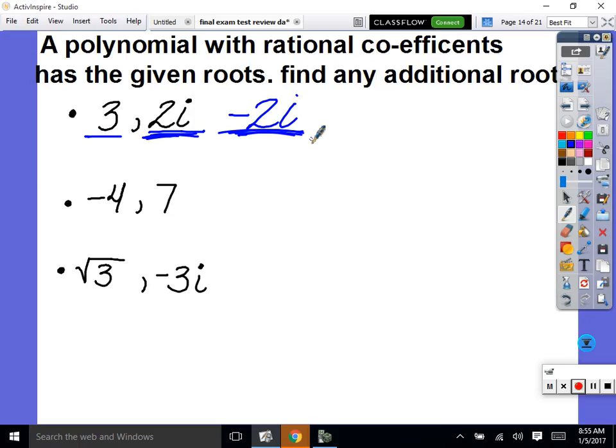Do not choose that. So right here, what are any additional solutions? No additional solutions. They're not imaginary. They're not irrational. Everybody good? Yeah? Okay. What about right here? What additional solutions would we have? Negative square root of 3 and 3i, because that's irrational. That is imaginary. So the conjugates also have to be a solution. Remember that rule.